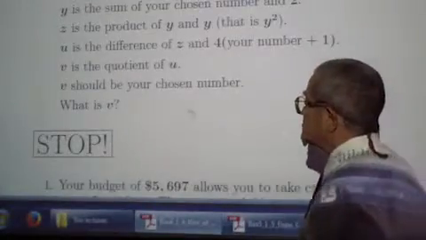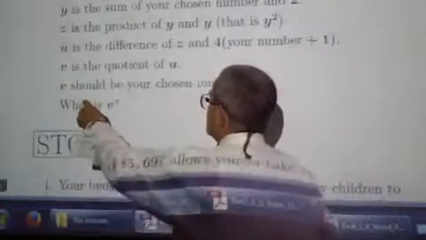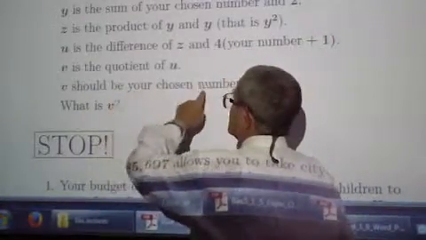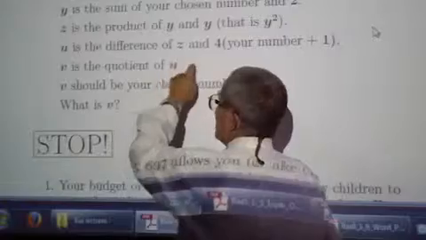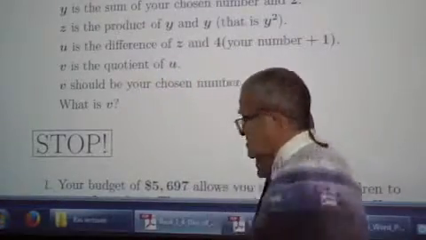So see if this works. V is the quotient of u and your chosen number. I think that's what it is. Try it and see.